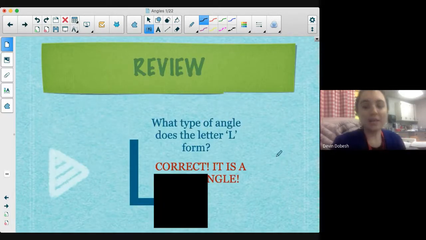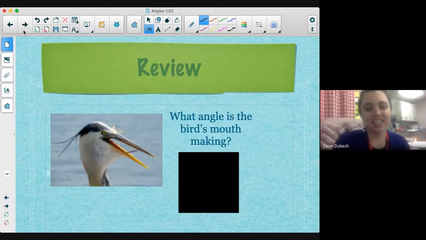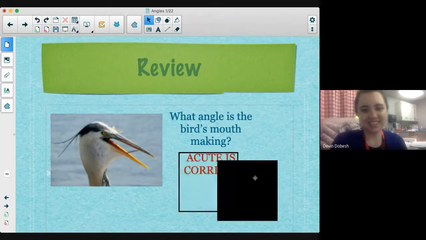Review. What type of angle does the letter L form? Correct. It makes a right angle. Look at that. Perfect. What angle is the bird's mouth making? It's making an acute angle because it's less than a right angle.